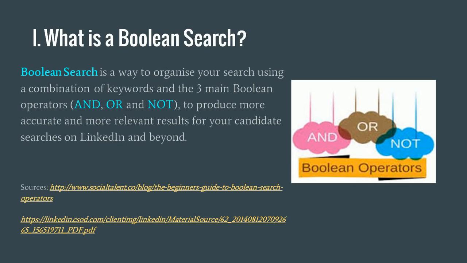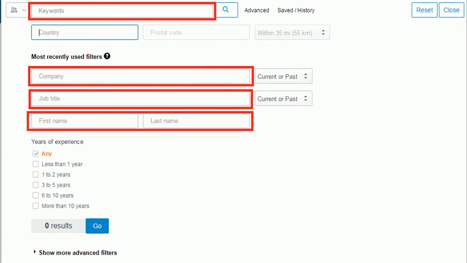These are the Boolean operators, the AND, OR, and NOT. These are the most important. These are very important. We will talk about each of these. However, these Boolean search strings can be used on LinkedIn in the following fields: in the keywords field of the advanced search option, in the company field, in the job title field, and also in the names field.